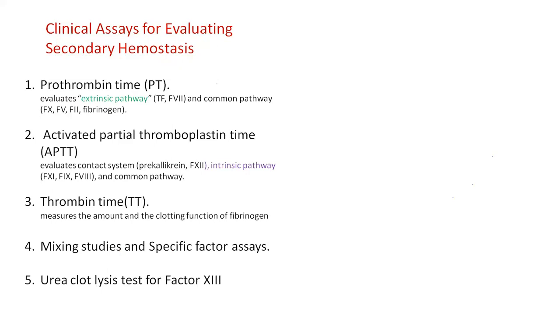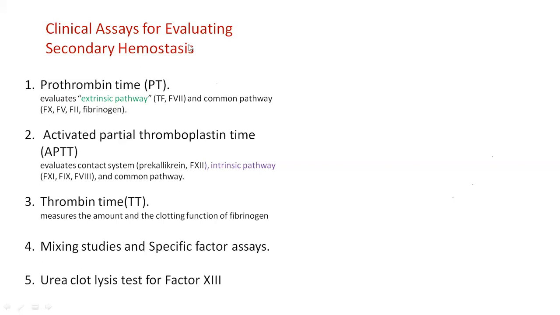Any problem with factor 7 is identified easily, but it can also identify common pathway defects. Don't forget that unless you have a common pathway, your blood will not clot. So it's not factor 7 deficiency alone, even common pathway defects can prolong prothrombin time. And APTT is mainly for intrinsic pathway defects, and it can also assess the common pathway, because the final clot should happen in both tests. In thrombin time, it's mainly the function of fibrinogen.